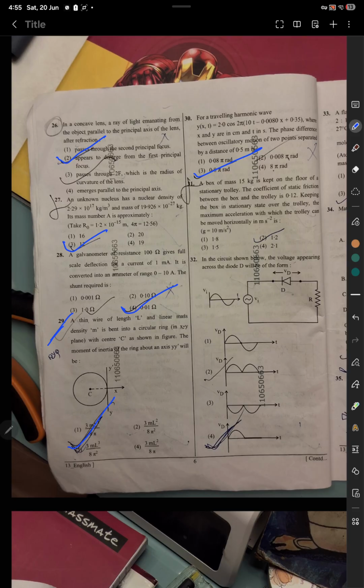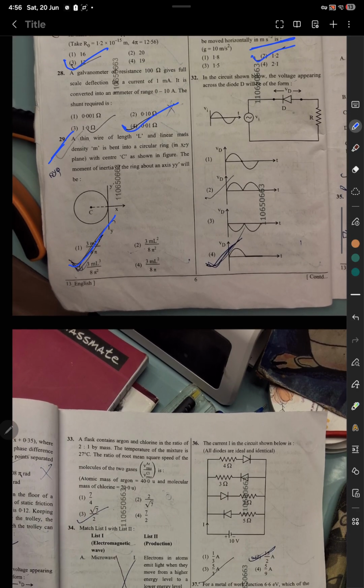Question number 31. A box of mass 15 kg is kept on the floor of a stationary trolley. The coefficient of static friction between the box and the trolley is 0.12. Keeping the box in a stationary state over the trolley, the maximum acceleration with which the trolley can be moved horizontally in meter per second squared is this, 1.2 is your correct answer.